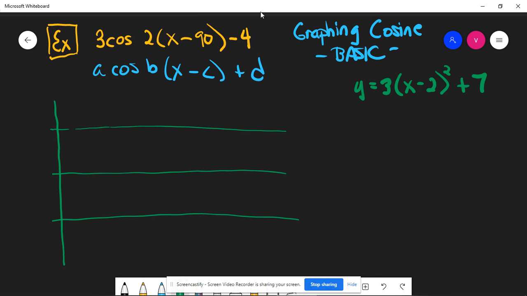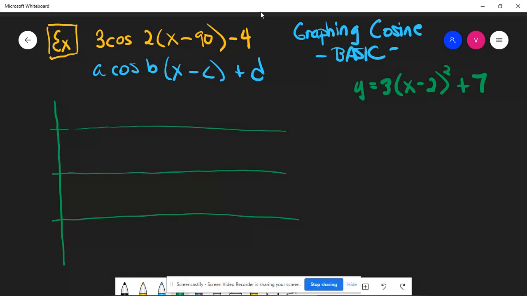Okay, so I'm going to graph for you a basic cosine graph here. What we have here is an example: 3 cosine 2(x minus 90) minus 4. What you need to do is find the basic function for any of the sine, cosine, or any of the trig graphs. It looks like this, where the A represents the amplitude, that's out in front.